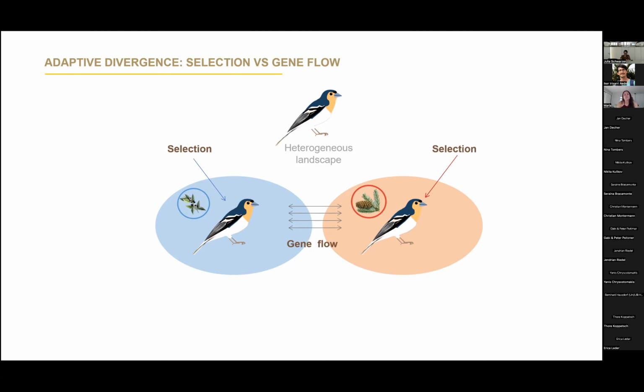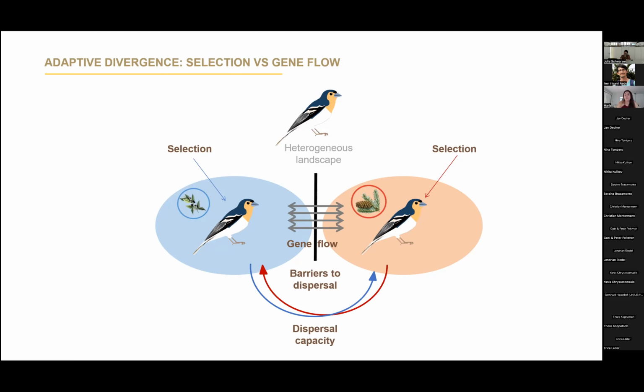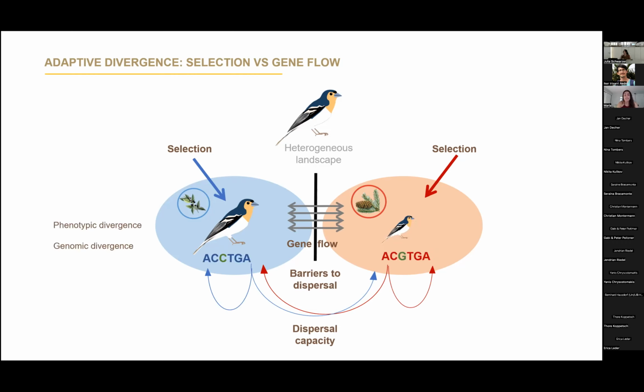Moreover, the interaction between these 2 opposing evolutionary forces will depend on the magnitude of gene flow. That is determined by the dispersal capacity of the species and the geographic isolation due to barriers for dispersal. However, if selection is strong enough and dispersal is low or non-random, these 2 populations will eventually diverge phenotypically and genomically in order to increase their fitness at their own environment, resulting in local adaptation.